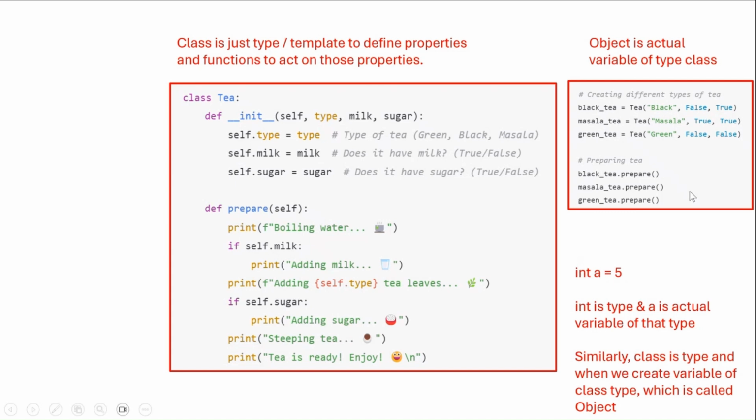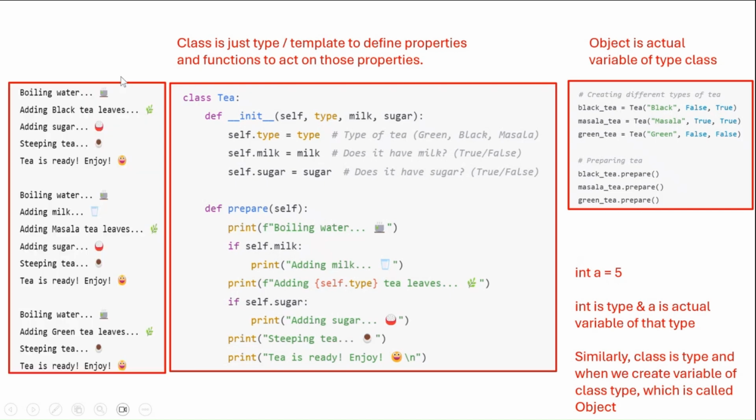Now, because we separated this and created objects for different teas, we can see the output is different for different teas. For example, when we say black tea prepare, we are not seeing milk here because that is how we handled it. When we say prepare green tea, you can see there is no milk and there is no sugar also. So this is how we separated the logic very easily using the class.